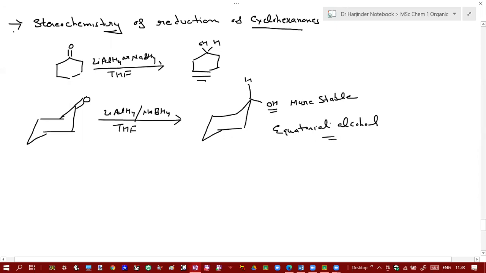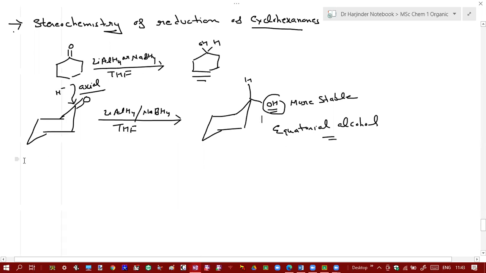And how is this equatorial alcohol formed as the major product? By the attack of hydride ion from above, from the axial position. That means the hydride ion attacks from the axial position, and this OH goes to the equatorial position, and you get equatorial alcohol as the major alcohol.